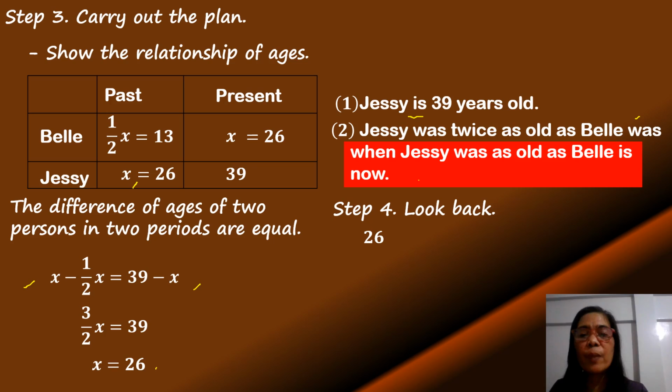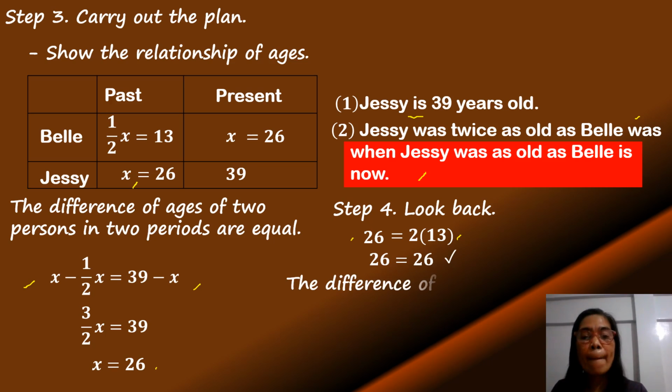So again, we are referring to the past ages of Belle and Jessy, and it says Jessy, who was 26 years old, was twice the age of Belle during that time. So we check if 26 is equal to 2 times 13. So we arrive at 26 equal to 26. We have an identity, which means the condition is satisfied.